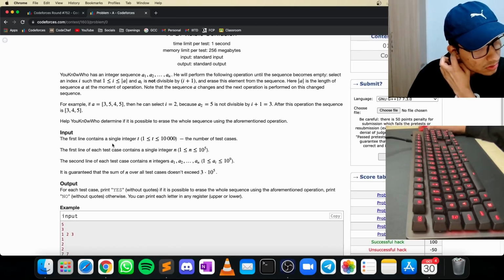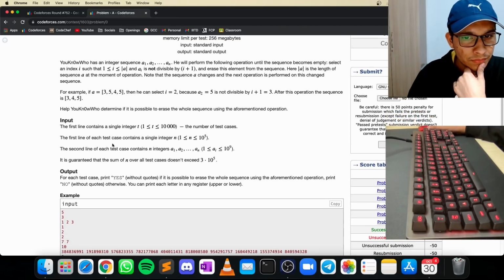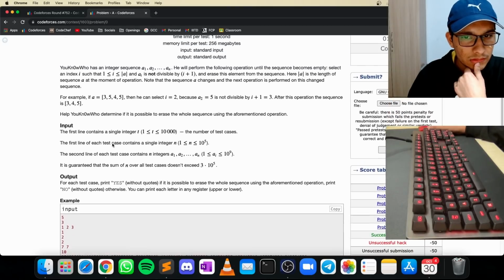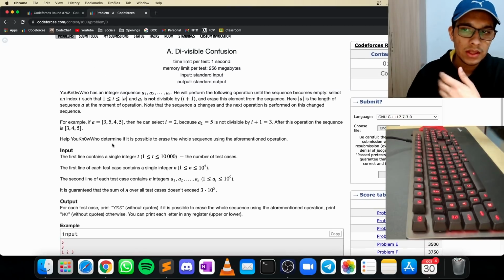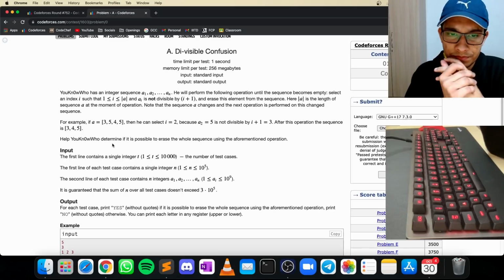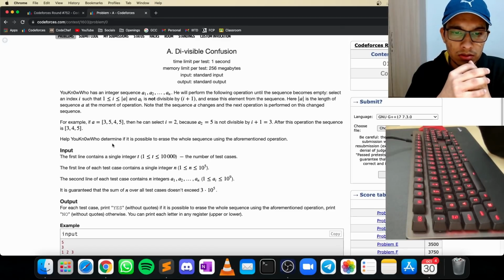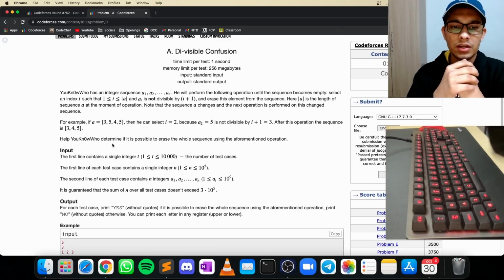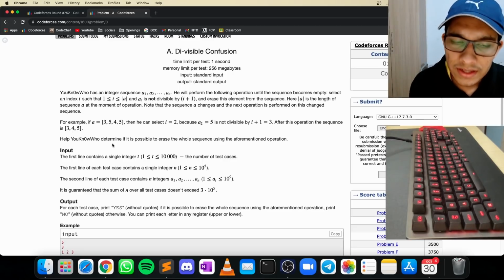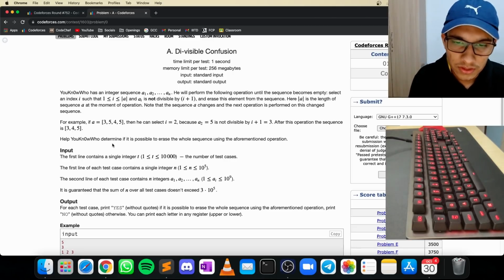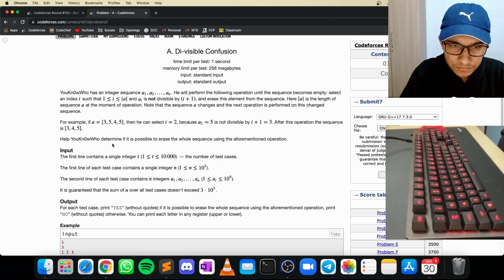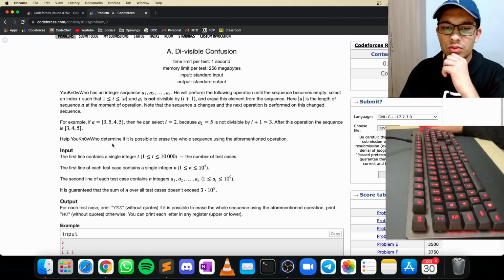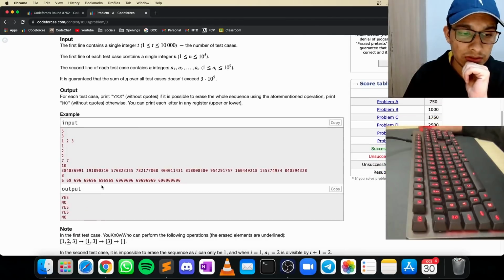Now the thing is that for every element I can define certain indices for which it can be removed, right? But how will I choose these indices? That is the question.